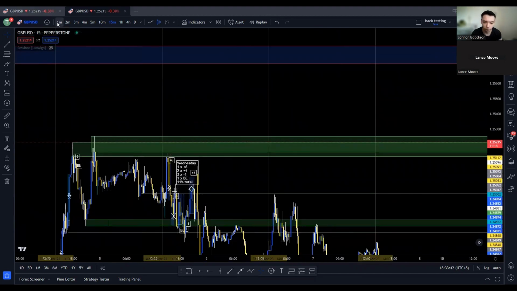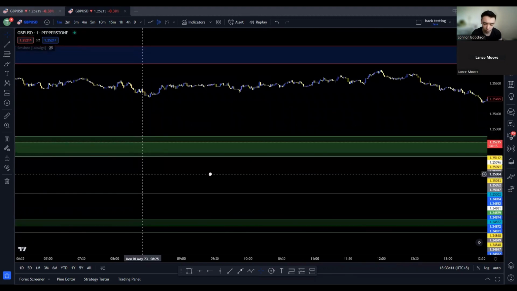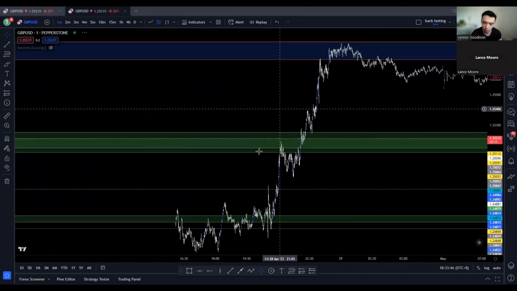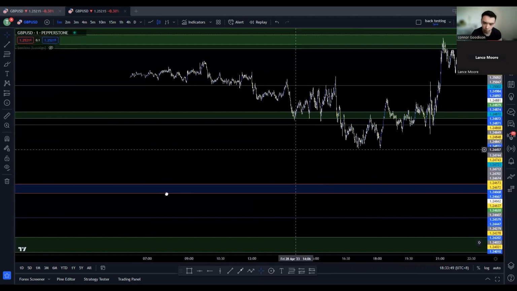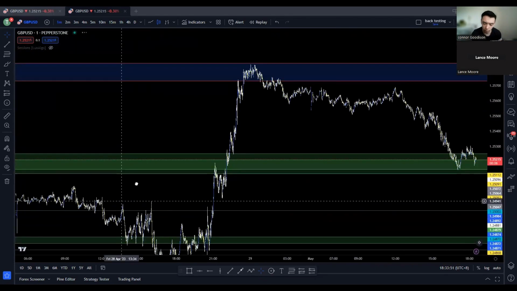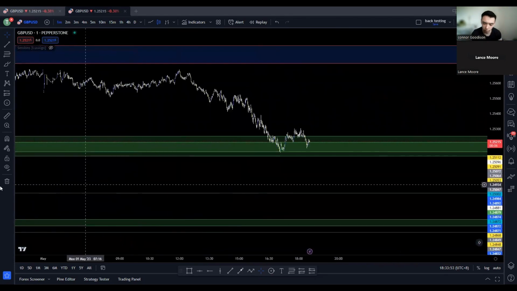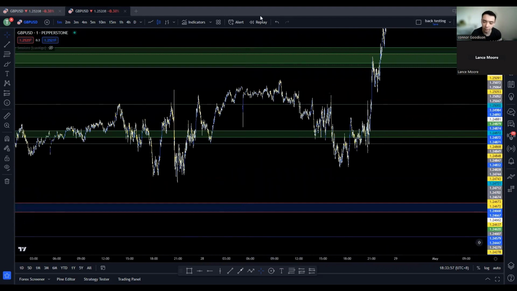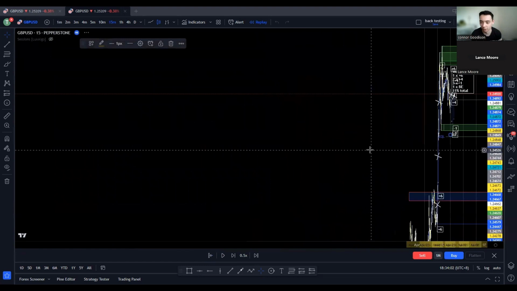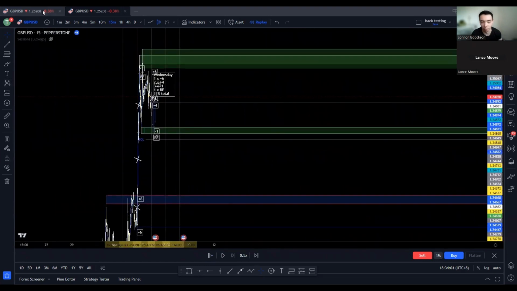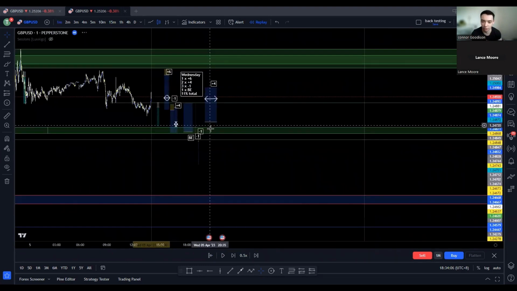Basically, if we're going to a smaller time chart, as I'm backtesting them, I can pick the areas of where they're going. Sometimes you might not get the 1 minute data so far back. You've only got, I think, 10,000 candles on the 1 minute chart.